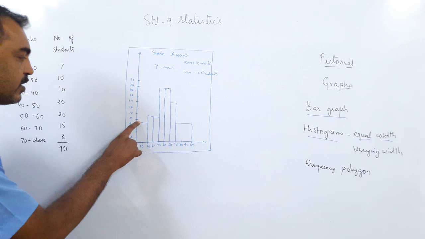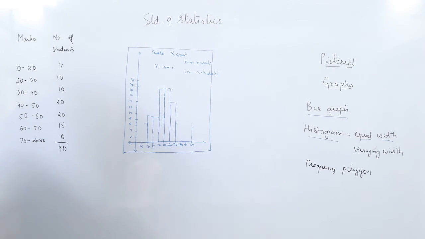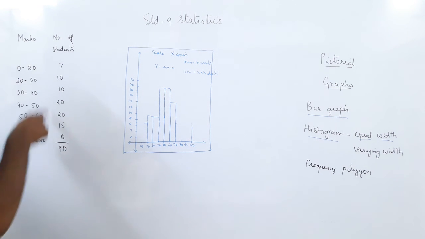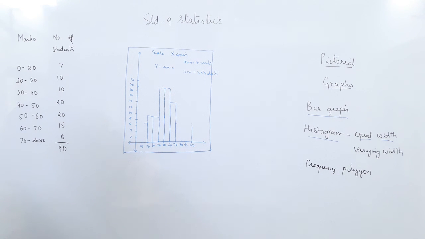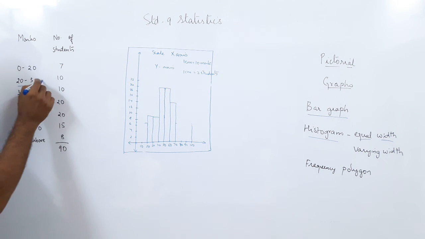So it should not be at this height. Why? Because we took varying width, we cannot take the same number. So how will we change this number now? How will we correct this? Are you following? See, the class width here is 10. 20 to 30 means 10. 30 to 40 means 10.